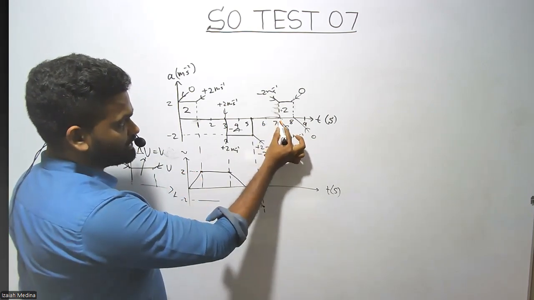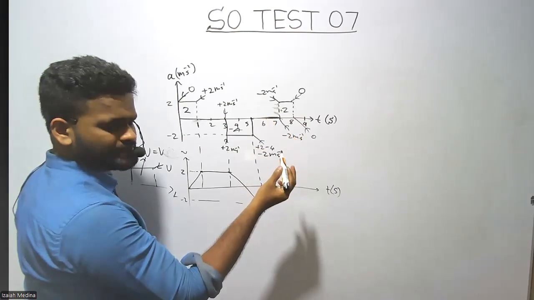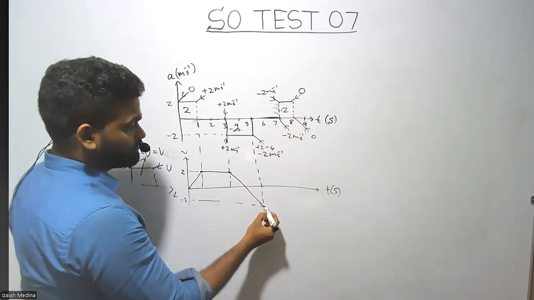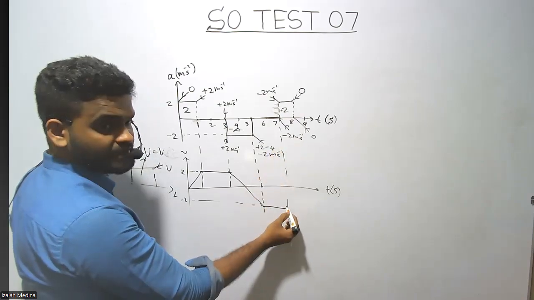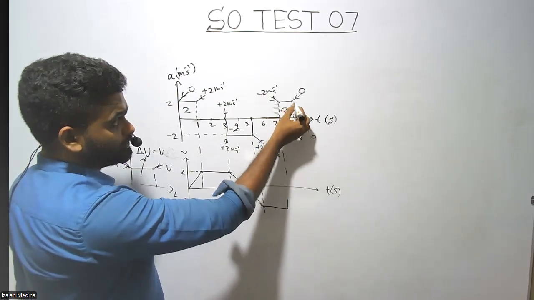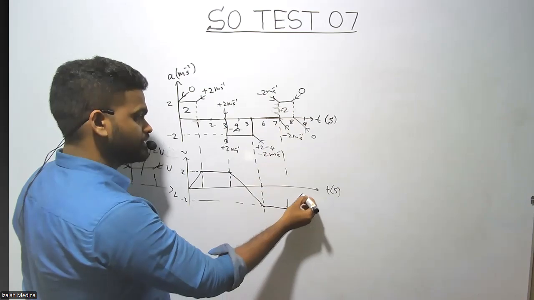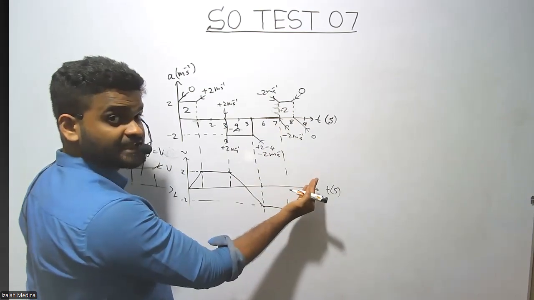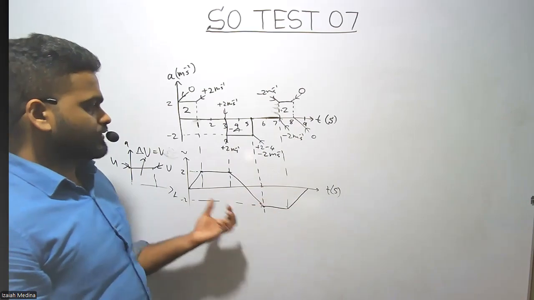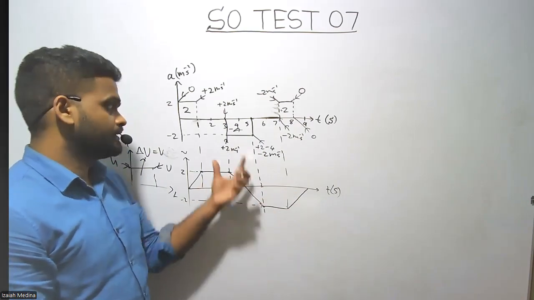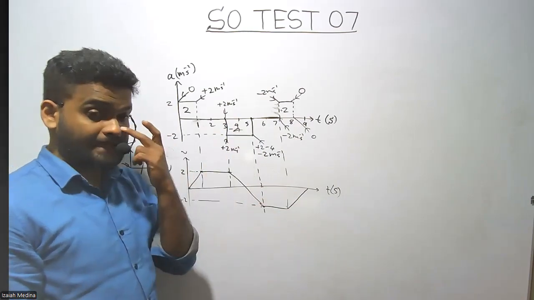Then within this range, 0 acceleration, meaning velocity remains the same. Velocity remains the same here. Then positive acceleration, meaning positive gradient. To this side, the gradient is positive, right? So this is the graph. The velocity time graph is this one. So here an acceleration time graph is shown.